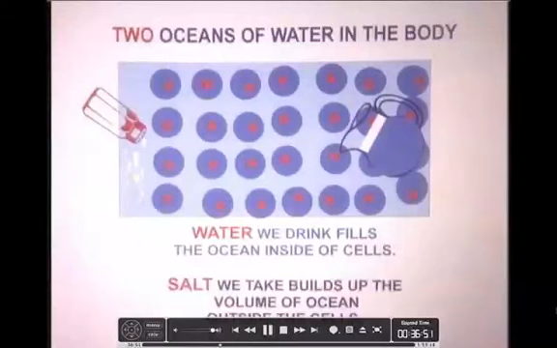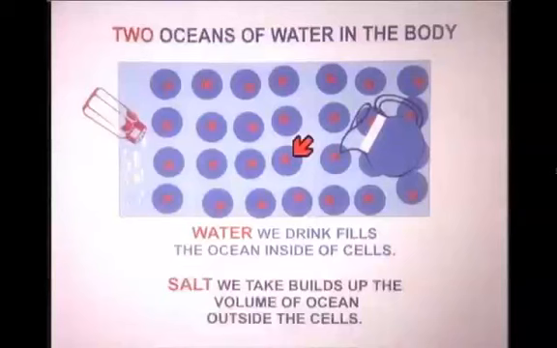There is one ocean of water inside the cells of the body, and then there is an ocean outside of the cells of the body. The water that we drink goes directly, replenishes the ocean inside. The salt that we take maintains some of the water outside of the cells and balances these two oceans. These two oceans have to be in balance at all times. Just like the Atlantic and the Pacific, you can't let the Atlantic expand and the Pacific to dry up. The human body is just like that.